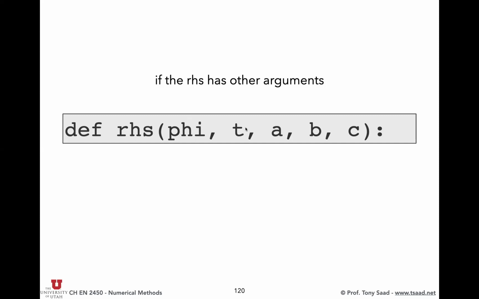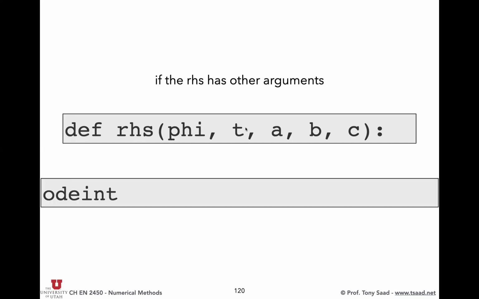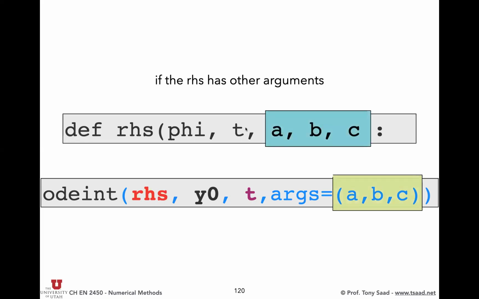You just add them at the end. In this case, I'm adding 3 arguments, A, B, C. You could have 1,000 arguments. You can have a vector of arguments. It doesn't matter, okay? As long as you put them after phi and t. Now, what you do in ODE int is you add those arguments exactly as listed in your definition of the right-hand side. So if in the right-hand side you define C, B, A, make sure in the args of ODE int you pass C, comma B, comma A, okay? So notice they have to match exactly, they have to look identical, all right?